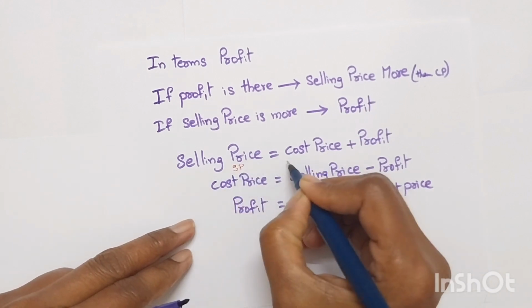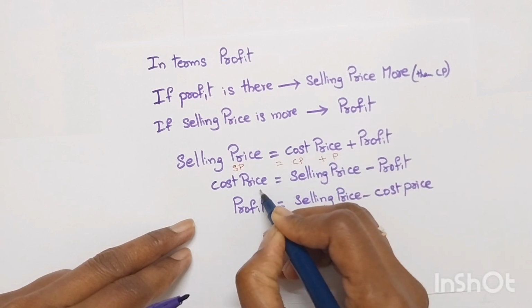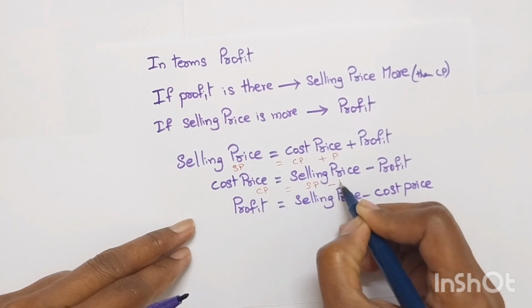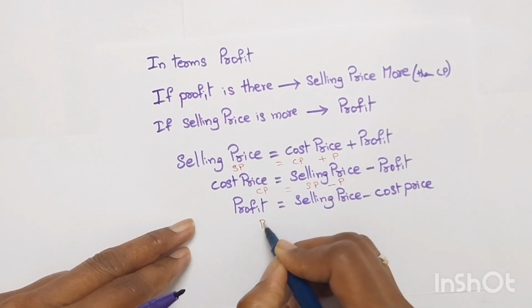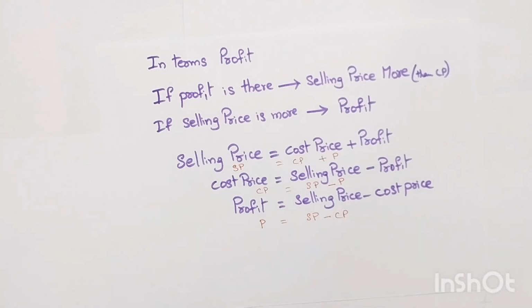SP equals CP plus P. CP equals SP minus P. P equals SP minus CP. This we need to keep in mind.